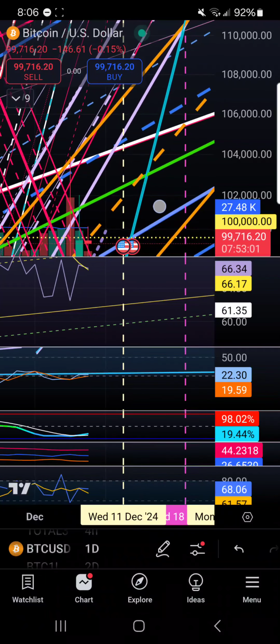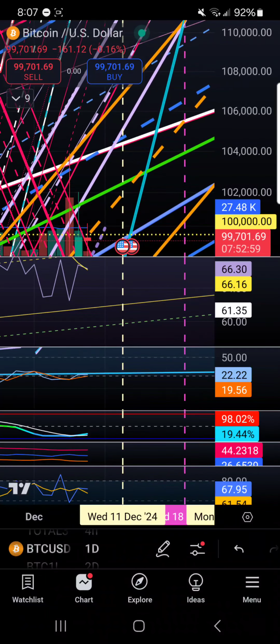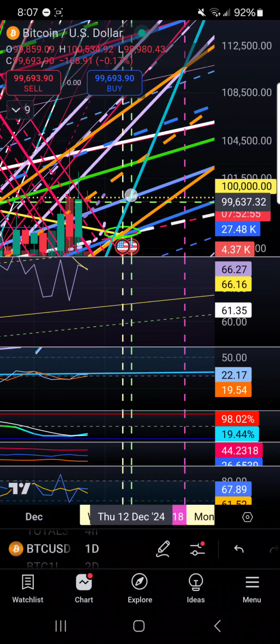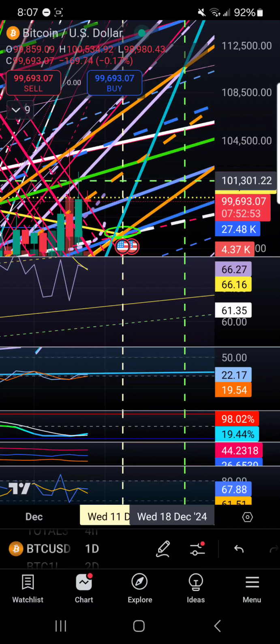So looking at the green channel, the parabolic bull channel here, you see how bullish I am and how we are going to see some explosive moves very, very soon to the upside.